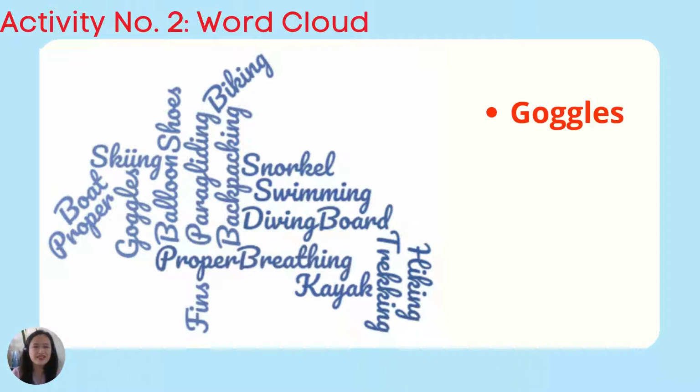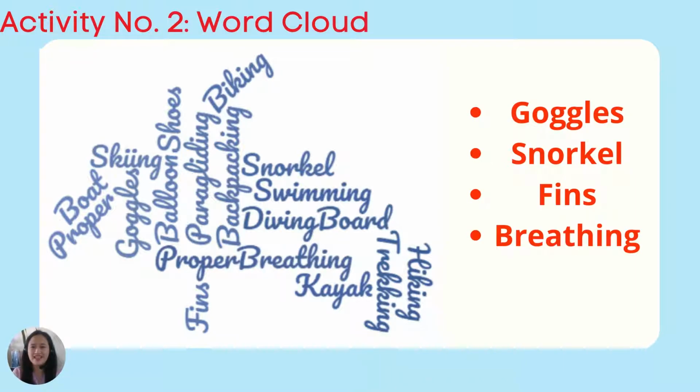Now, if your answer is goggles, that is correct. This is an equipment used for snorkeling. You may also add the word snorkel or fins. These are also equipment that is used in the activity snorkeling. Can you guess other words that describe snorkeling? If you consider breathing and also swimming, then you are on the right track. Breathing and swimming are associated with the activity snorkeling.